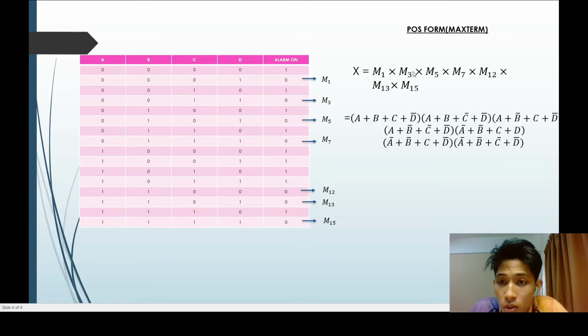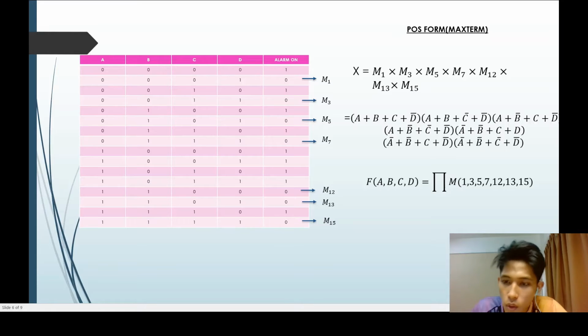Plus, we need to know that for this form, the equation is A plus B plus C plus D times with the next term, like this one. It's not the same as SOP. So for the POS form, this one is the symbol, and we use capital M, big M, because it refers to the maxterm of POS form. So it's 1, 3, 5, 7, 12, 13, and 15.